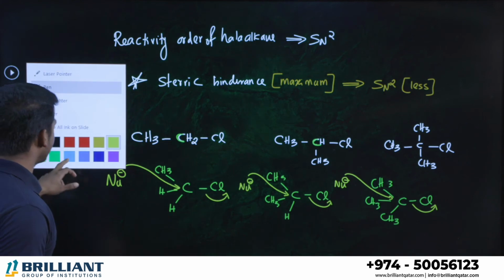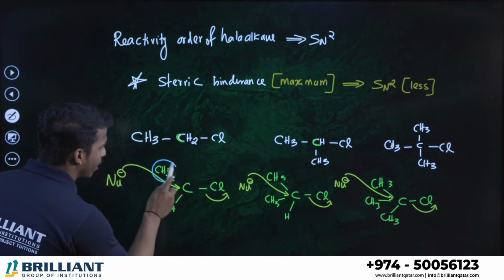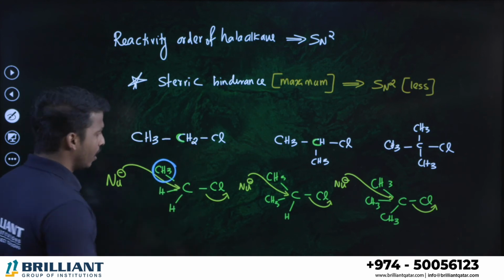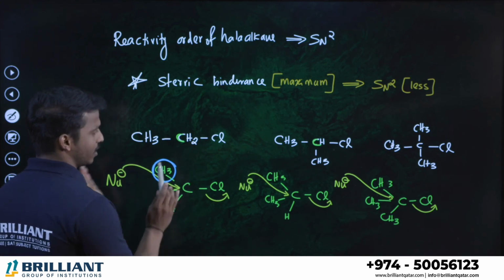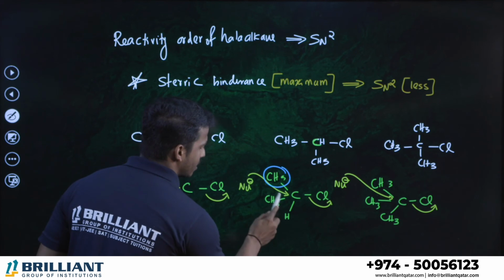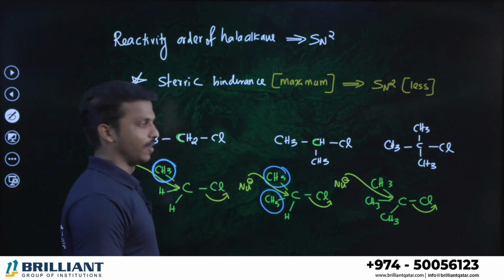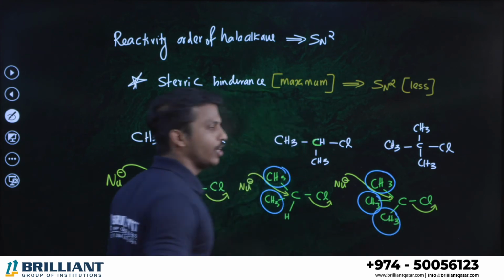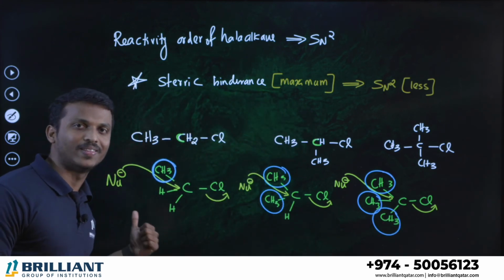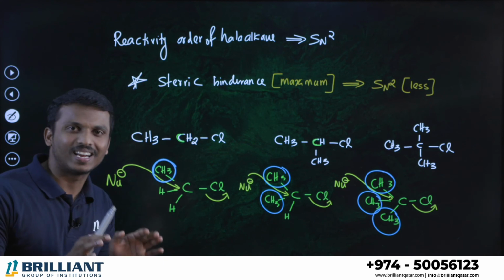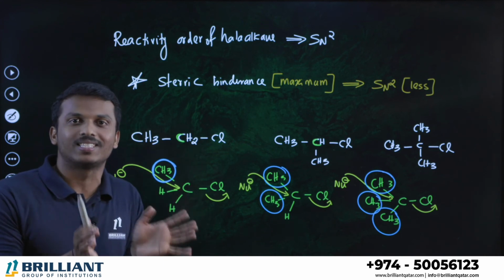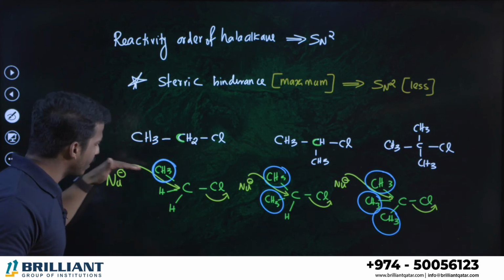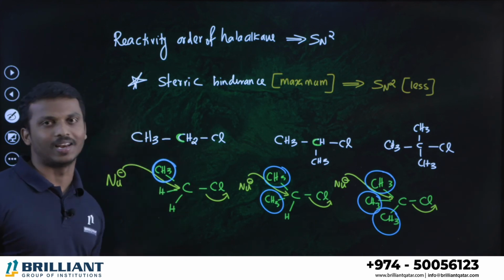Dear all, in the first compound, alkyl groups are bulky groups, and there is only one bulky group in this system. In this system, you can see two bulky groups. In this system, there are three bulky groups. So where can the nucleophile easily attack? In the first system, because the steric hindrance, meaning crowdedness, is much lesser. The remaining atoms are hydrogen, so the nucleophile can easily attack the carbon and the halogen can leave.